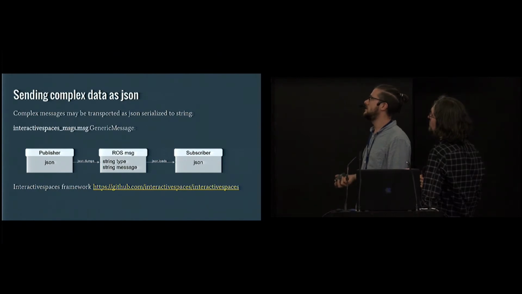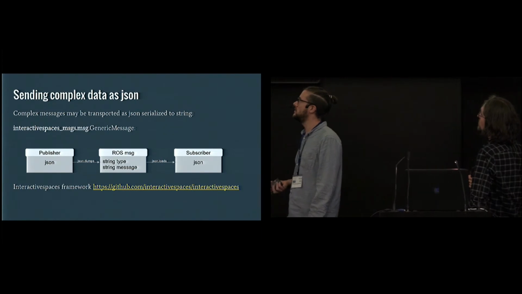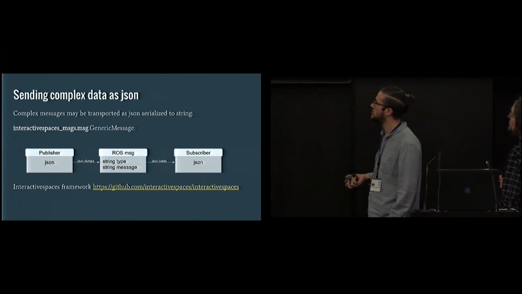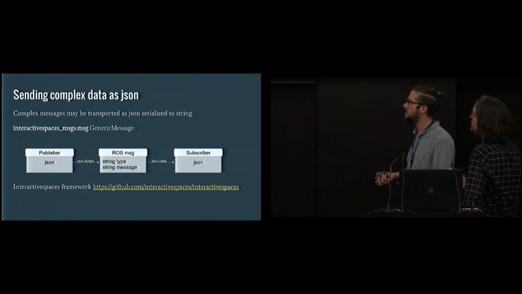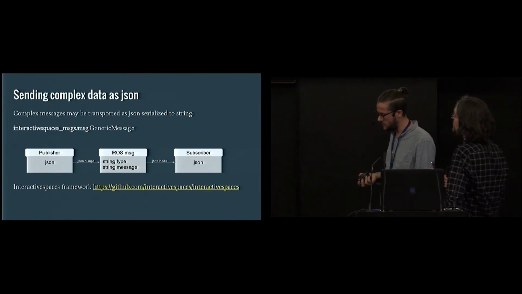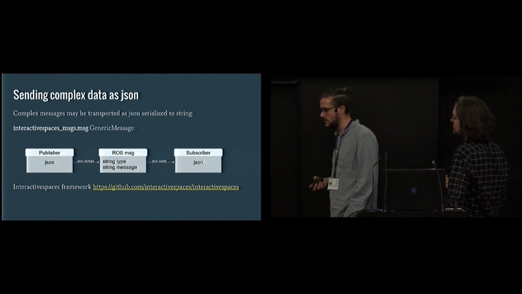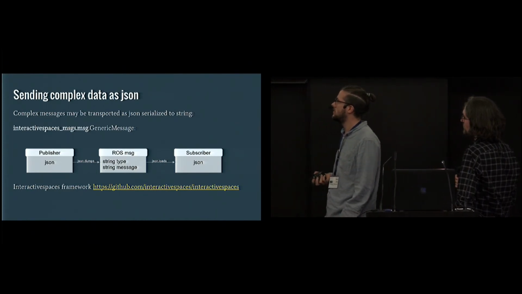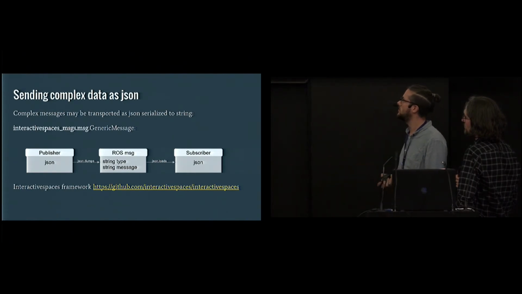One of the patterns that's not really ROS specific is sending complex data as JSON. So there's basically JSON data that a publisher wants to publish on a topic, and it's very dependent on what you want to send. If you don't really know the structure, you can basically stringify JSON and destringify it on the subscriber side, and it's absolutely legit. It has been working for us for a very long time.